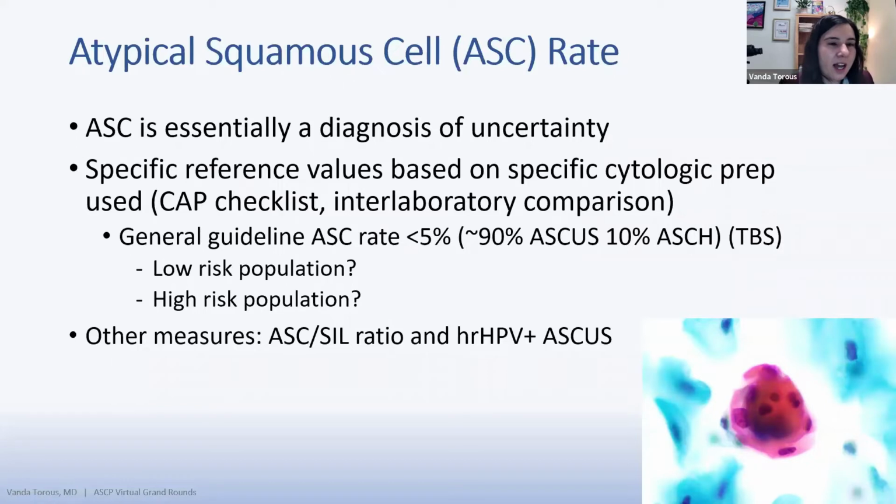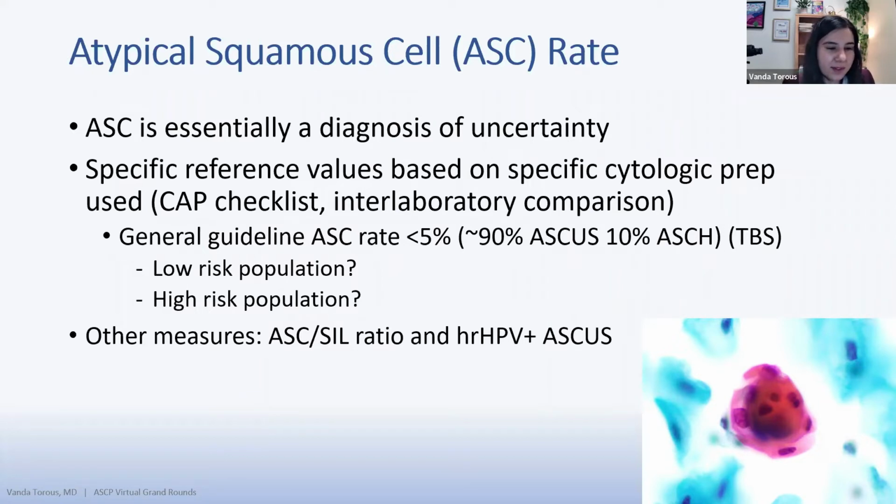Now, what I want to start off with is talking about how this applies to gynecologic cytology, because it's really more established in gynecologic cytology. So starting off with it, we can apply a lot of these principles then to other non-gynecologic areas as well. So again, atypical squamous cells. This is essentially a diagnosis of uncertainty. However, in gynecologic cytology, we have specific reference values, which are based on a number of things, including which prep you use. So we have the CAP checklist, we have interlaboratory comparisons that we can use.